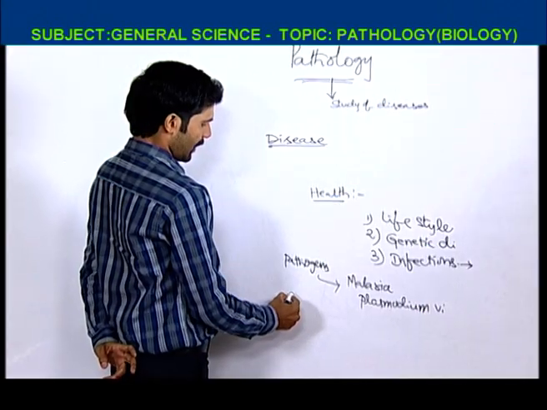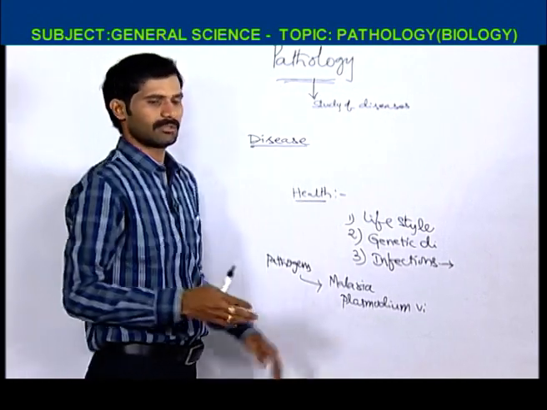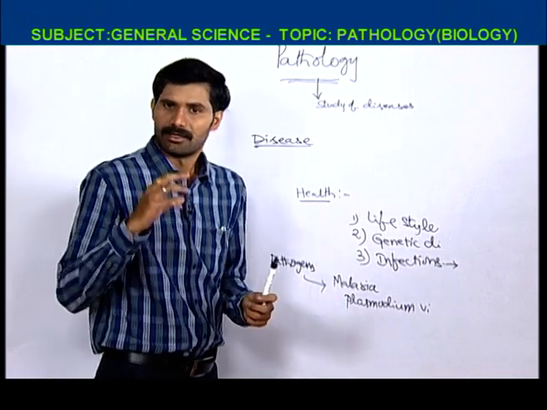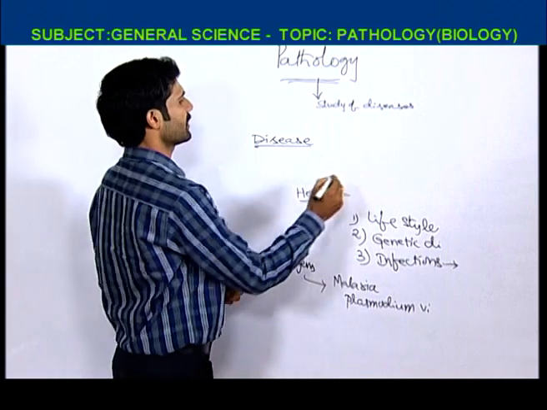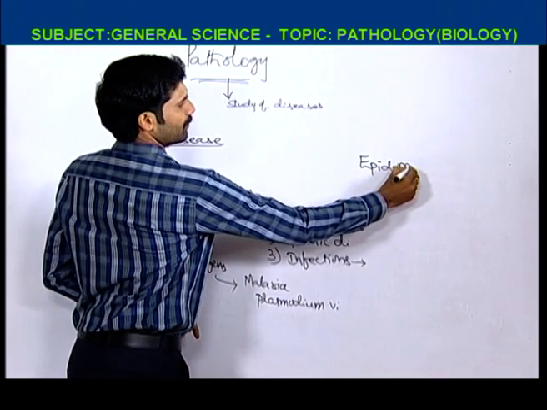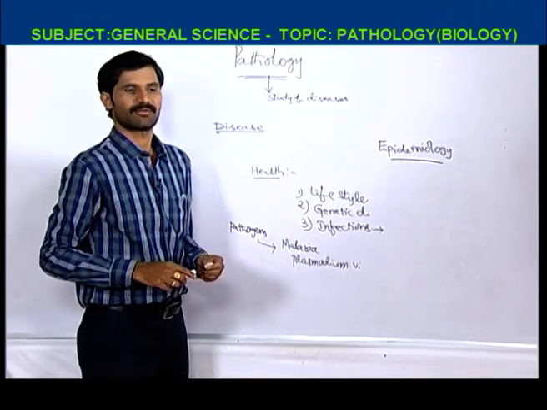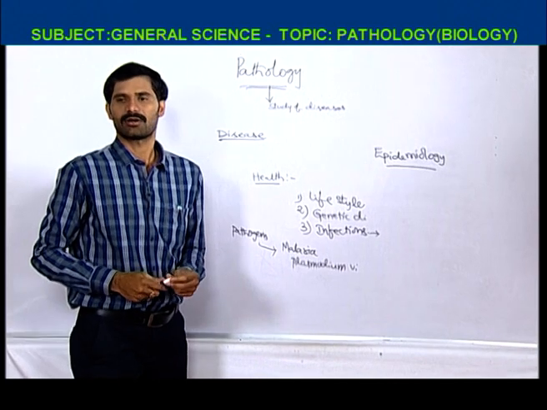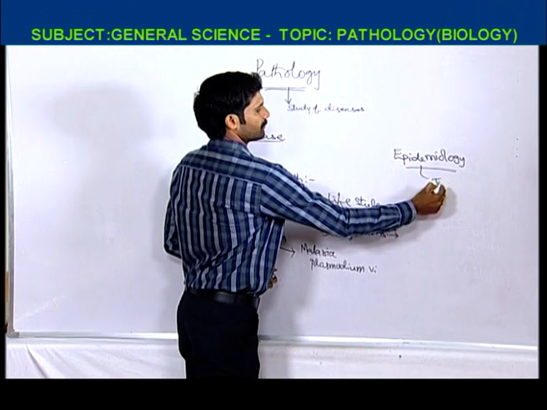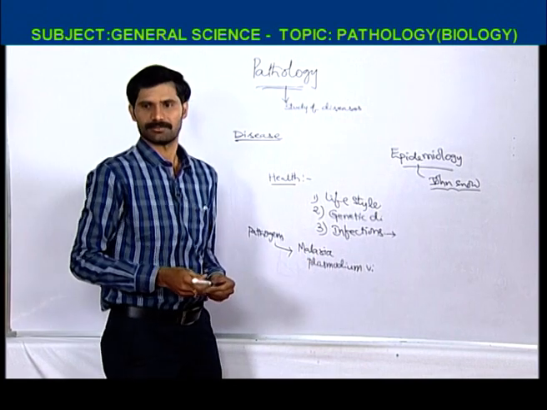The study of disease is known as pathology, and the study of the distribution of a disease or the nature of spreading of a disease is known as epidemiology. Epidemiology is the study of distribution or spreading of a disease. John Snow was the father of modern epidemiology.